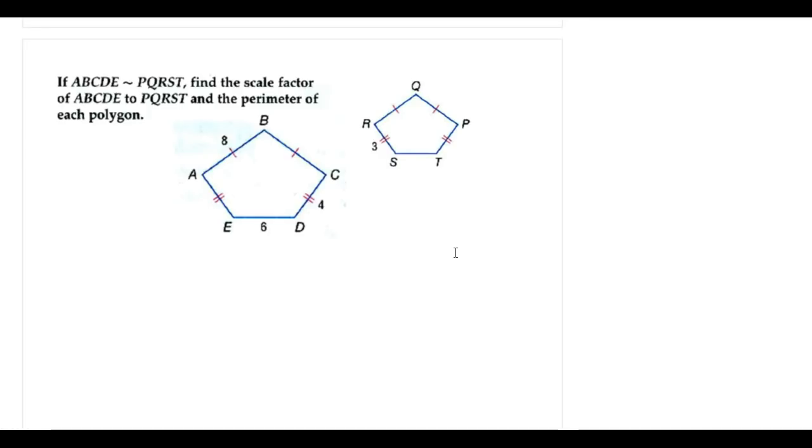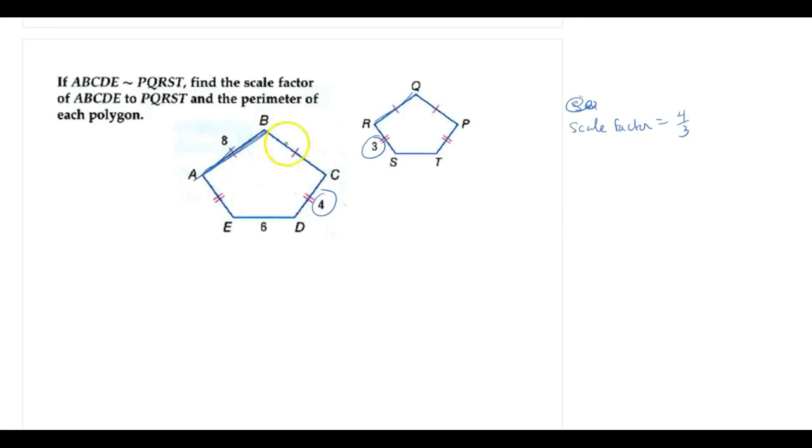If ABCD is similar to PQRST, what is the scale factor and the perimeter of each polygon? Well, first off, the similarity ratio, or the scale factor, I'll put scale factor. If I look, AB goes with RQ. We don't have that. We have 6 to that, no, but we do have 4 to 3. So the scale factor is 4 to 3.